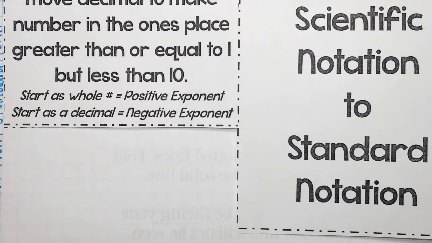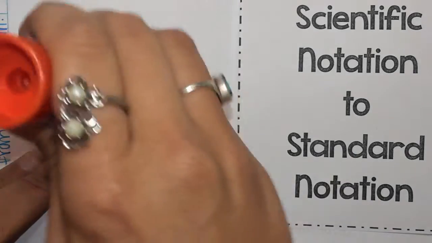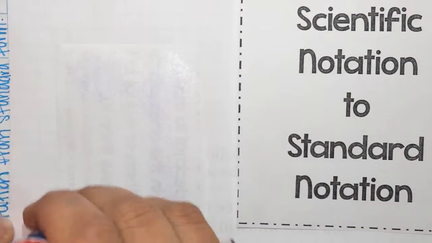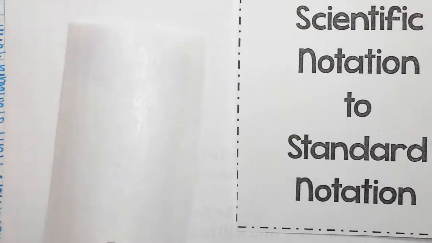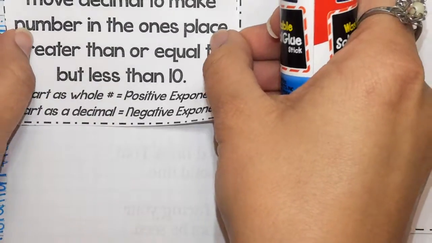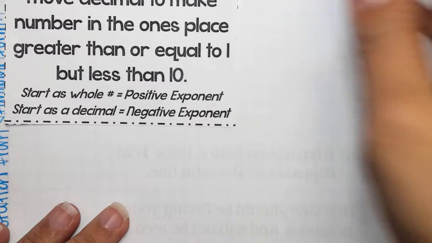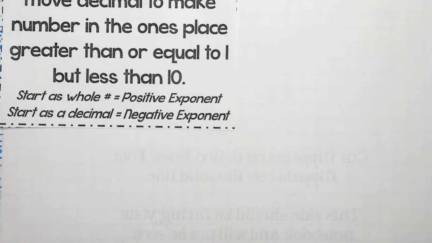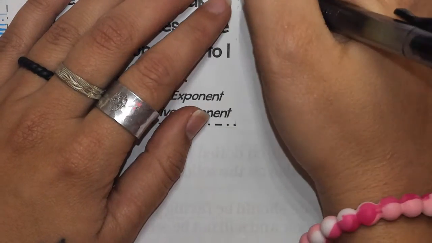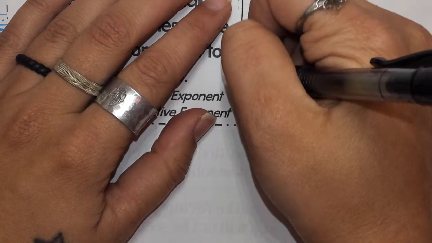So when you're going from standard to scientific, you move the decimal to make the number in the ones place greater than or equal to 1, but less than 10. And I'm going to draw a line down the middle of these two so I know what's on what side.